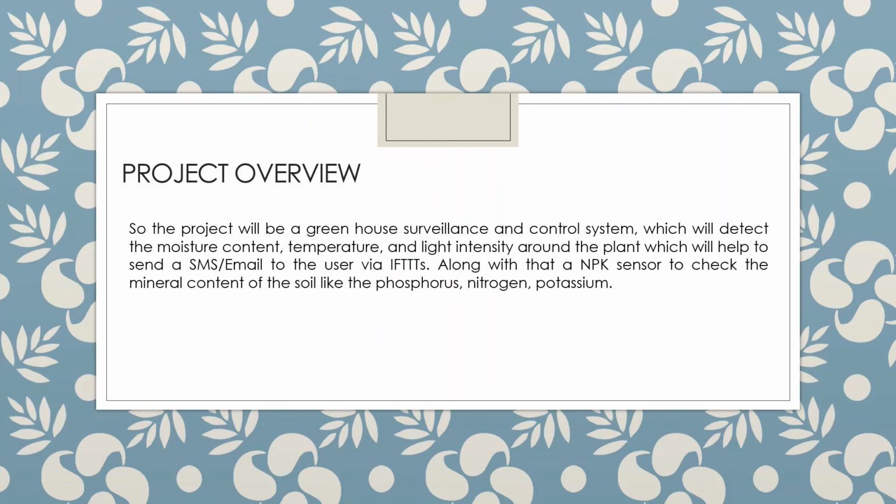So the overview of my project will be a greenhouse surveillance and control system, which will detect the soil moisture content, temperature, and light intensity around the plant, which will help to send the SMS to the user via IFTTT software. Along with that, an NPK sensor to check the mineral content of the soil, like I have told you before.